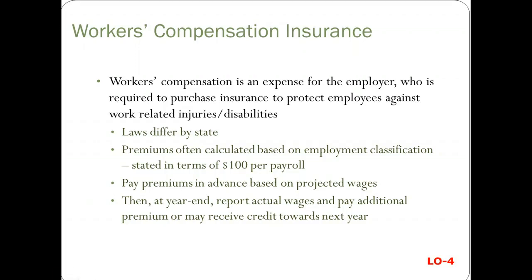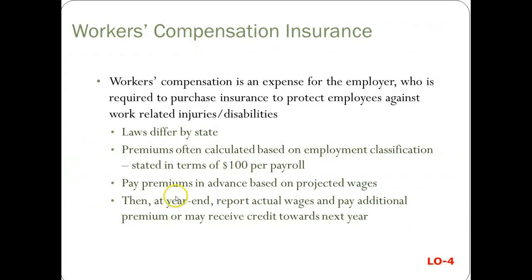and they're often stated in terms of $100 per payroll. So it might be like if your total payroll is $10,000, then you take 10,000 divided by 100, and you get 100. And so it might be like $5 for every $100 worth of payroll. So 5 times 100 is 500.